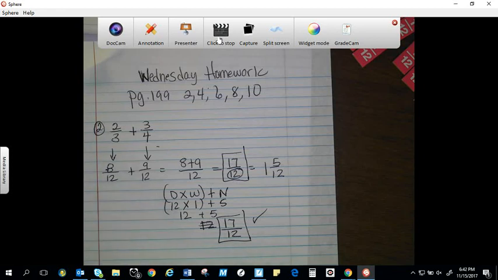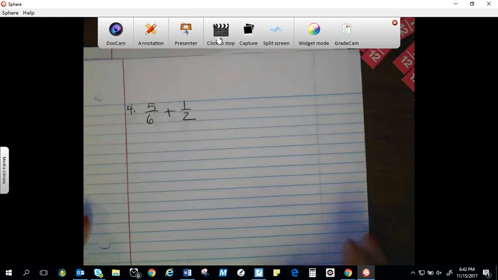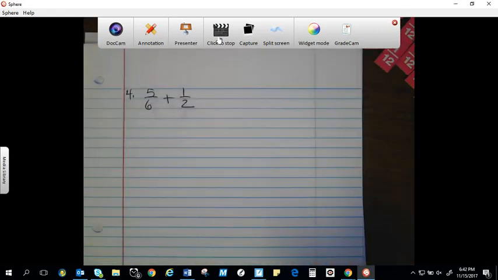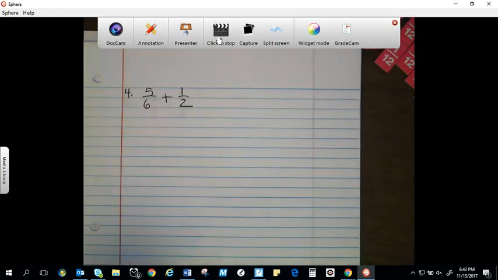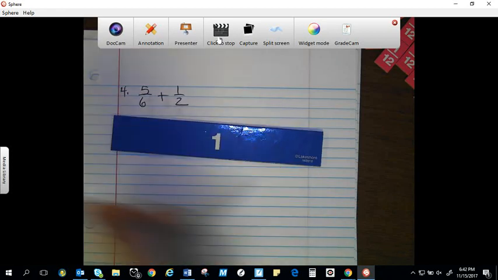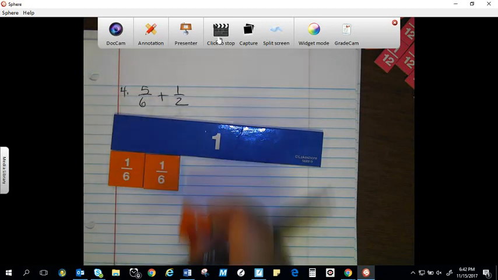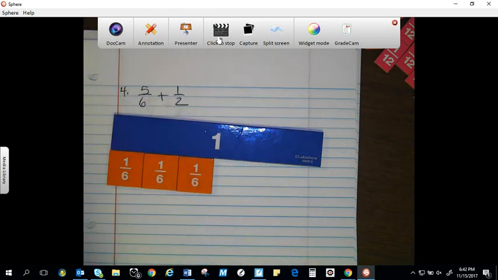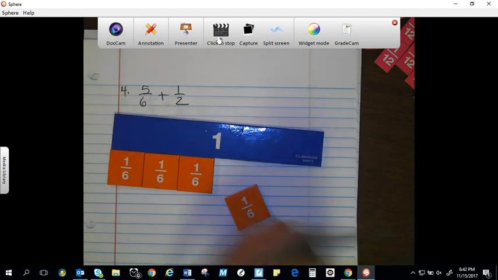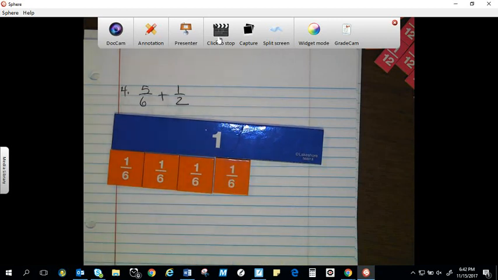All right, now let's take a look at number 4. Number 4's problem is 5/6 plus 1/2. Again, I'm going to use my 1 as a benchmark. And I'm going to get my 5/6. And how close is that to a whole? I'm only short 1/6 because 6/6 equals 1 whole. Very good. So that's 1, 2, 3, 4, and 5.